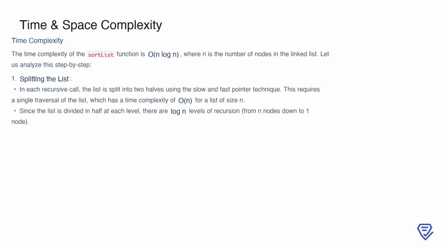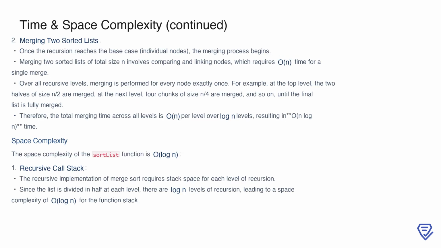Since the list is repeatedly divided in half at each recursive level, the total number of levels is proportional to log n, starting from the original list size n and halving until we reach lists of size 1. This gives us the foundational log n depth for recursion in the algorithm. Once the list has been fully divided, the merging process begins. Merging two sorted lists of total size n involves comparing and linking the nodes in order, which requires O(n) time for a single merge.